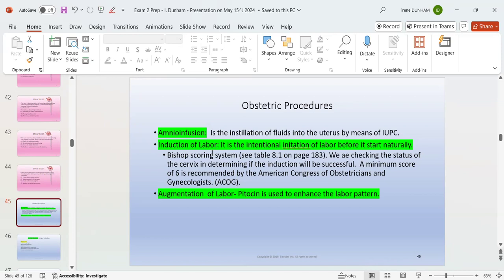Now, remember that a score of 6, a minimum score of 6, is recommended for a favorable induction. So if I have a patient who has a low Bishop score, and what I just described to you is a very low Bishop score, I think it's like 4, then I'm not going to be successful with my labor induction.